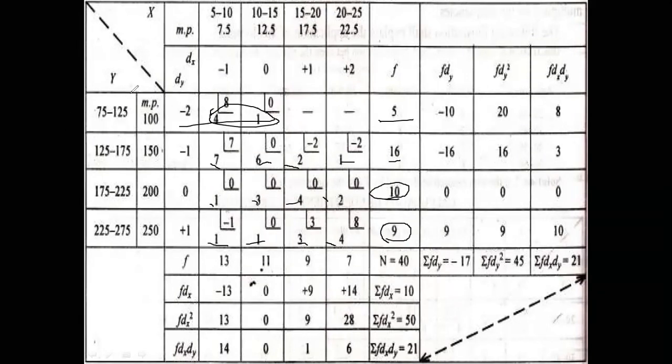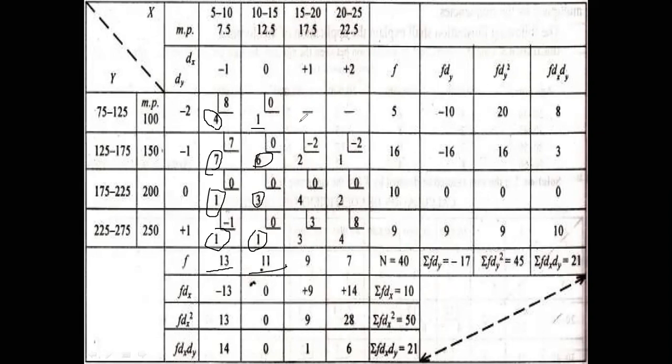Now for x variable, we need to do the total in the same manner but vertically. How do we do it? Now let's have the frequency. 4 plus 7 plus 1 plus 1. The frequency value for x variable is 13. Similarly, 1 plus 6 plus 3 plus 1, it is 11.